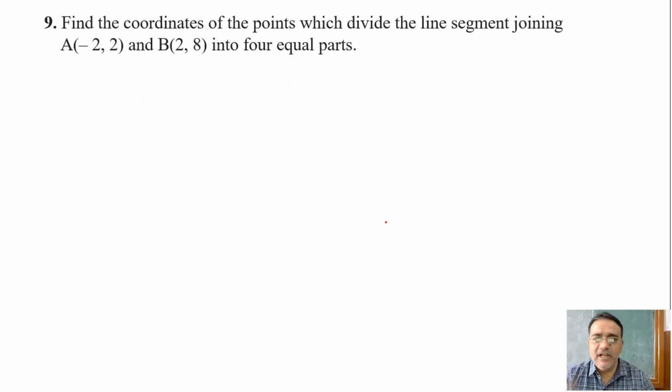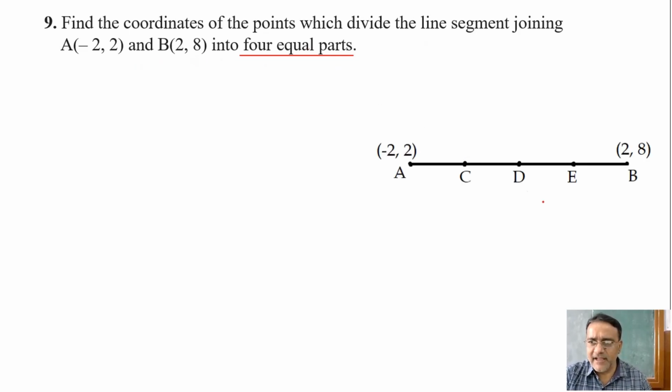Now only two types of questions are left: this 4 equal parts question, and one centroid based question that I will take up tomorrow, in revision number 3. So find the coordinates of the points which divide the line segment joining minus 2, 2 and 2, 8, that is AB, into 4 equal parts. Let us draw the diagram first. 4 equal parts, 1, 2, 3, 4.